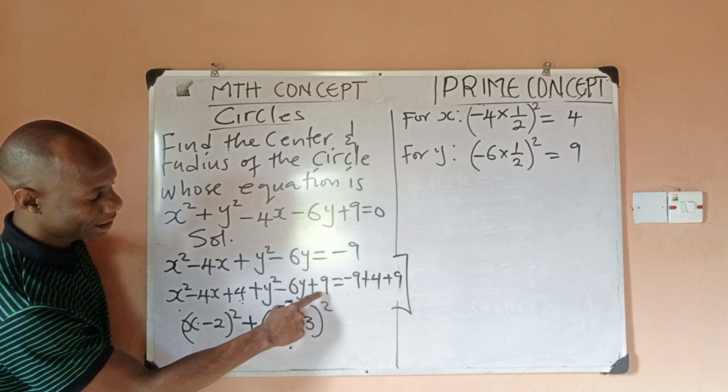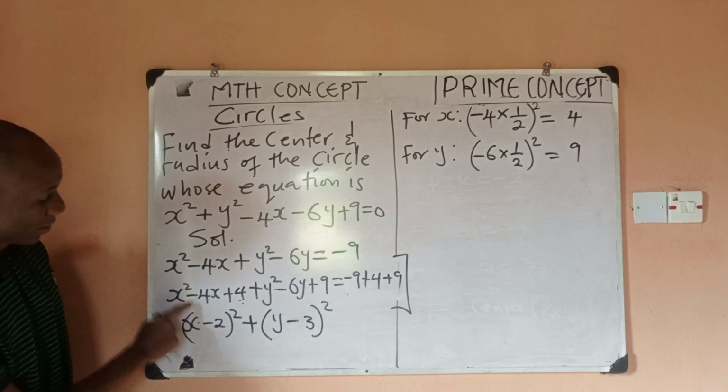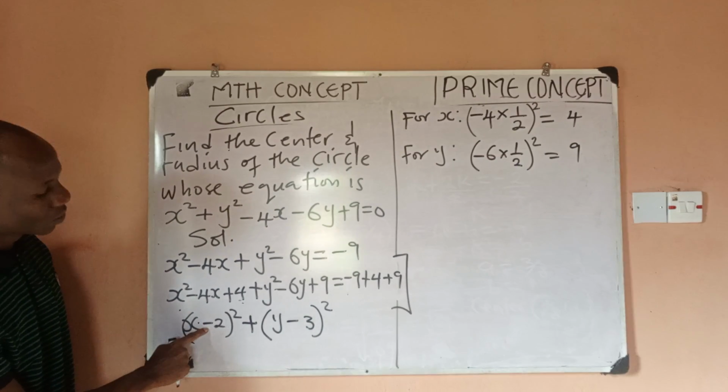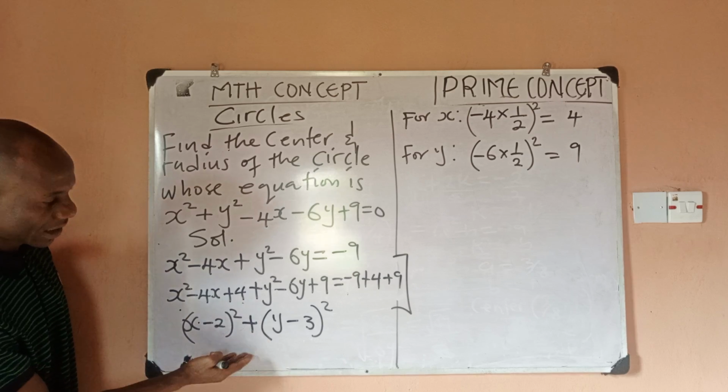Why the 3? Because 3 squared would give us 9. Why the minus in this case? Because I have minus here. So minus y squared, because 2 squared would give us 4. So that is how I got this.